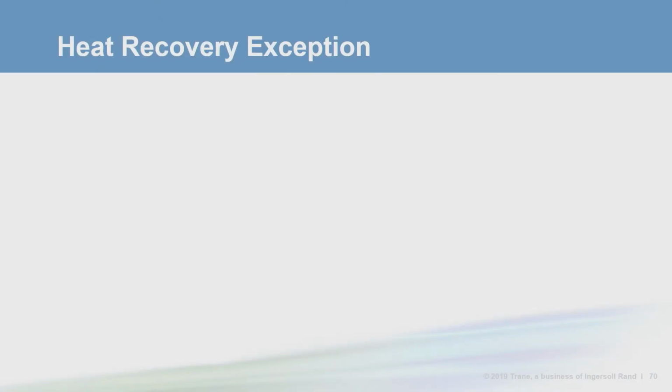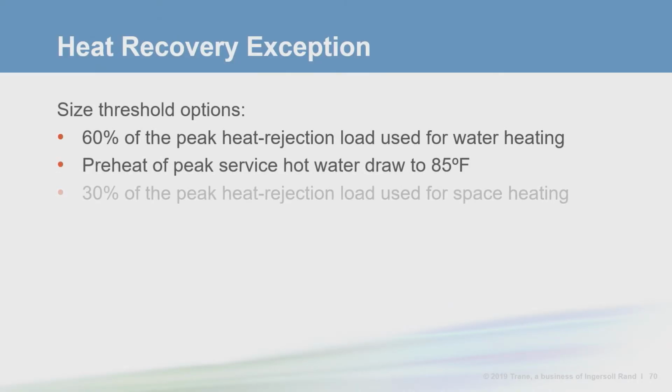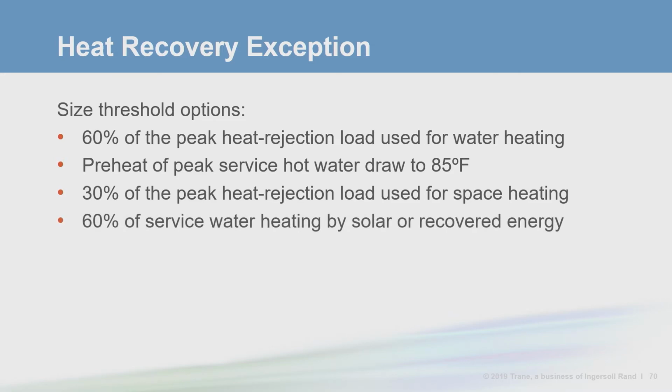90.1 allows condenser heat recovery to be used instead of economizers, provided that the size of the heat recovery system is large enough. The thresholds are shown here. 60% of the peak heat rejection load is used for service water heating, or preheating of the peak service hot water to 85 degrees. Two other options for size are 30% of the peak heat rejection load for space heating, or 60% of the service water heating is by site solar or site recovered.